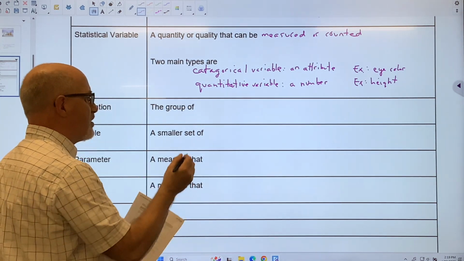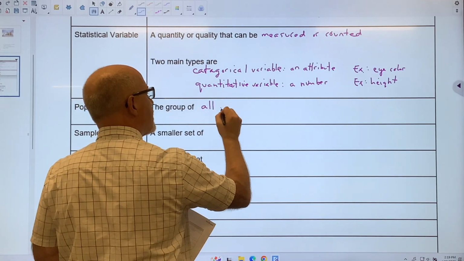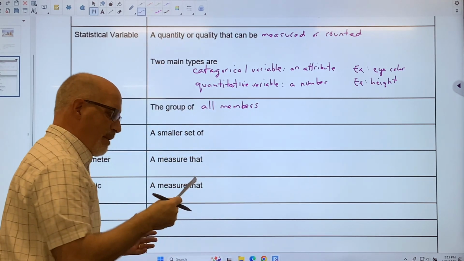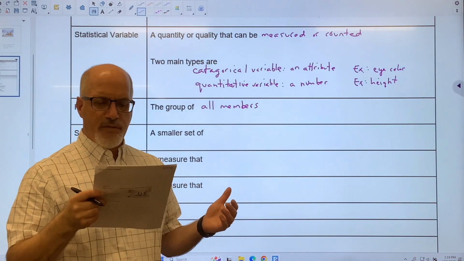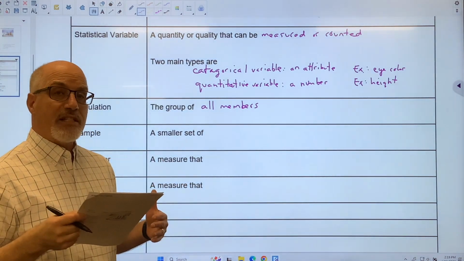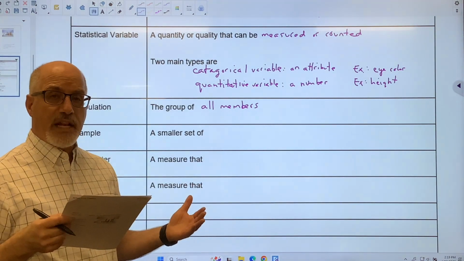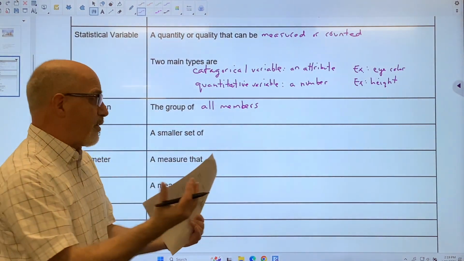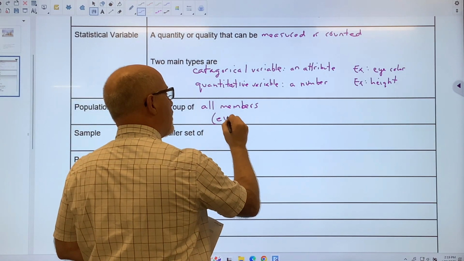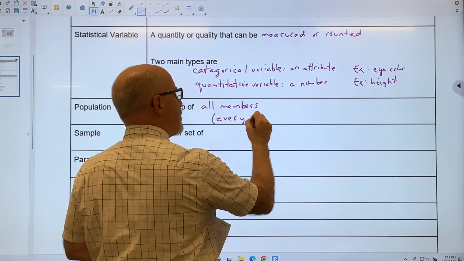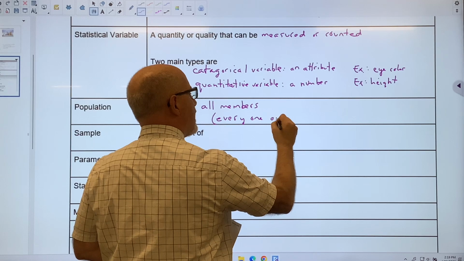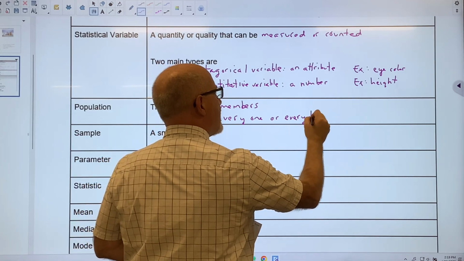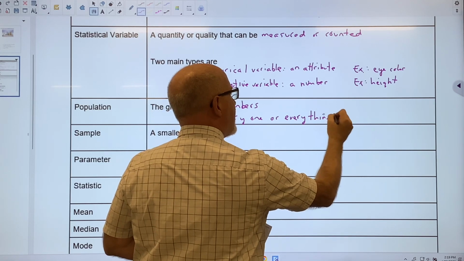So the population is the group of all members. So if I'm asking that question, for instance, if I am asking about all sophomores at a certain school, that would be the population would be all the sophomores together. So it's everyone or everything if we're talking about a different thing than a person. So everyone or everything in the group.